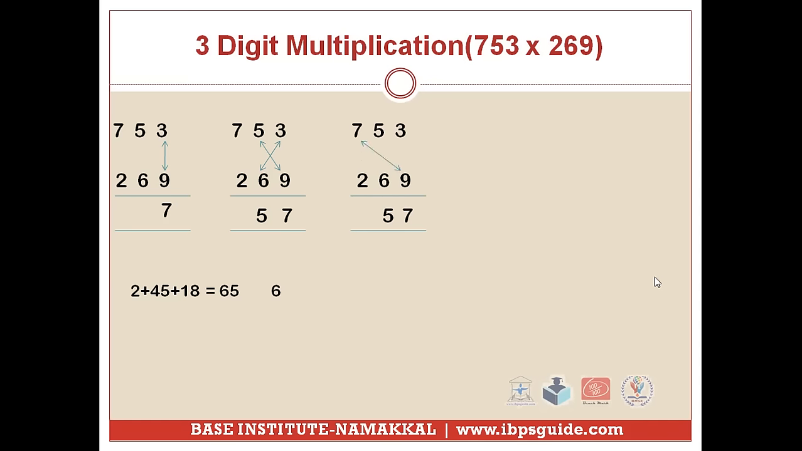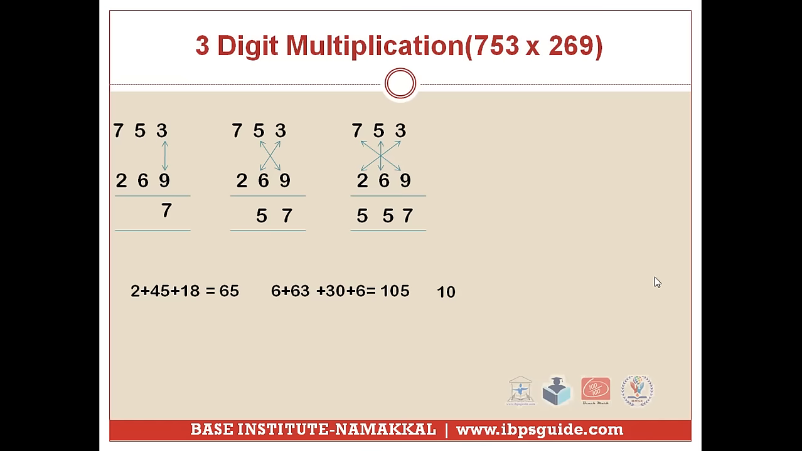So multiplying these numbers, we will get 63, and then we multiply the 10th digits 5 and 6, we will get 30, and multiplying the unit digit of 753, that is 3, and 2, which is the 100th digit of 269, we will get 6. So adding these numbers 6, 63, 30 and 6, we will get 105. So placing 5 here, and then 10 will be the carryover.